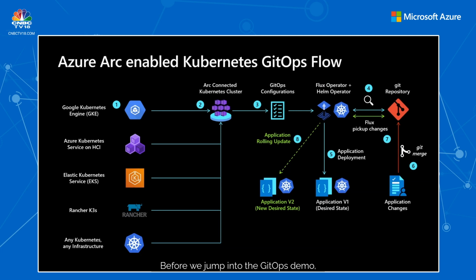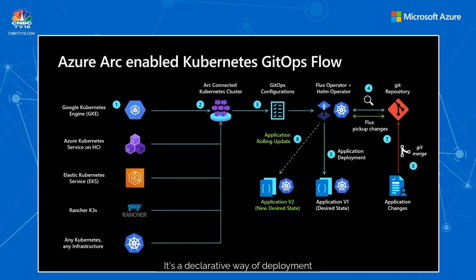Before we jump into the GitOps demo, let's look at the flow. GitOps is a cloud-native continuous deployment technique. You deploy an operator within the K8s cluster, and it will monitor a Git or a Helm repository for manifest files or charts. Every time there's a commit or a push to the Helm repository, the GitOps operator automatically pulls the modified resources and applies them on the cluster.